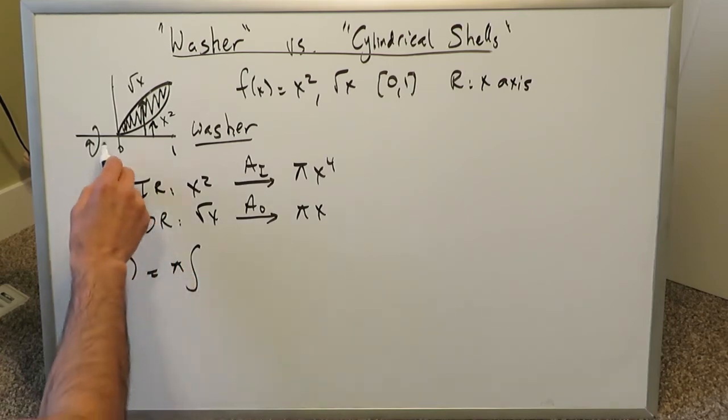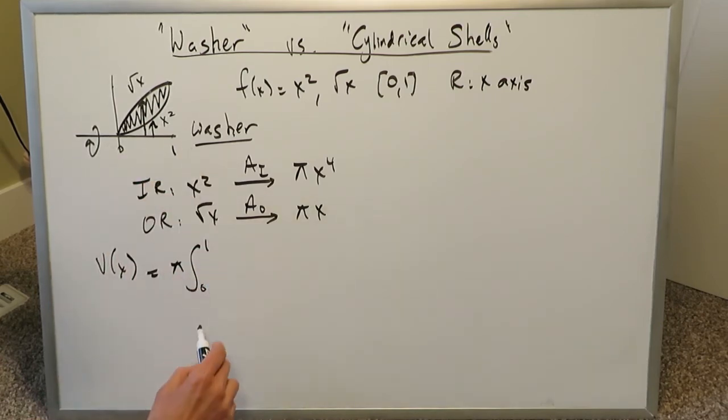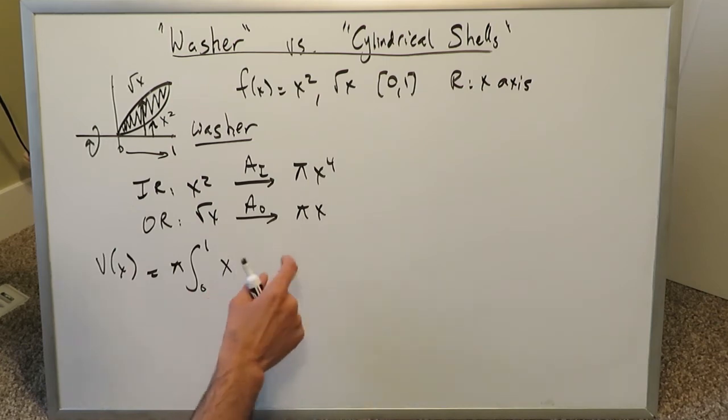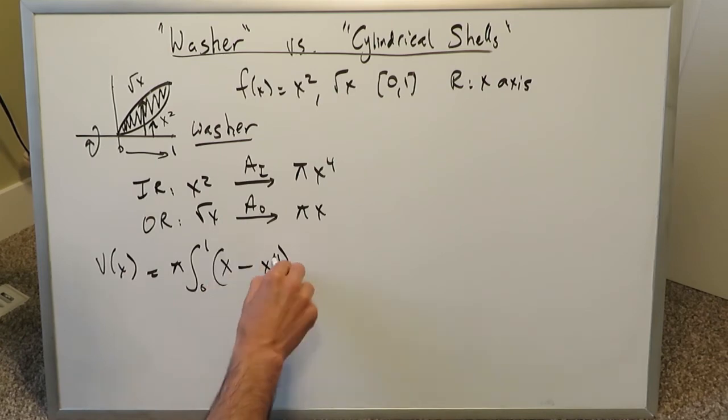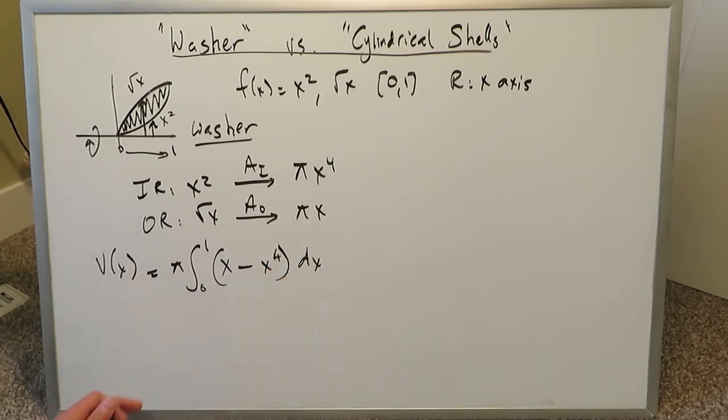We have an interval along the x-axis 0 to 1, and we're integrating in the x dimension. For the outer area, we have isolated the pi, so we're just left with an x minus x to the 4 and dx. Easy polynomial integration here. X becomes x squared over 2.